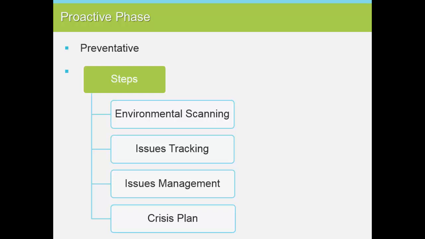Issues management signifies a change in the PR professional's actions. Rather than watching and taking note of potential problems, in this step, the PR professional begins to create strategic plans to address emerging issues. Effective public relations departments take this phase to the last step and develop a general crisis plan that would be implemented if the issue escalates and becomes a crisis.